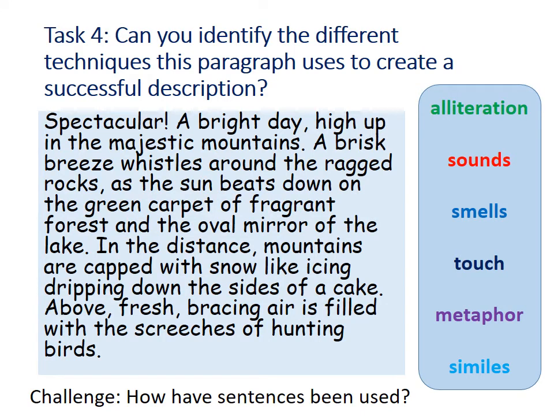Let's now see how a writer has used the different techniques to make a detailed description based on the image we've been looking at. On the screen is a paragraph, and I want you to see how they've used alliteration, sounds, smells, touch, metaphors and similes. And also think about the effect. Your challenge is to think about the types of sentence they've used. This has helped the description. I'll read it through and I'm going to give you a couple of minutes to think about what techniques have been used.